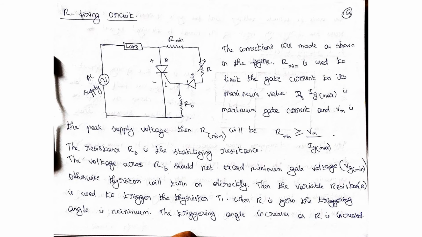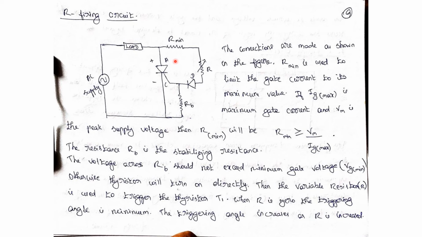Next we'll see the R firing circuit. In the R firing circuit, the connections are made as shown in the figure. Here the AC supply is given, and the load is connected with the AC supply. Then here R minimum is there. A resistor with a cross mark indicates a variable resistor. This is RB, which means the stabilizing resistor.